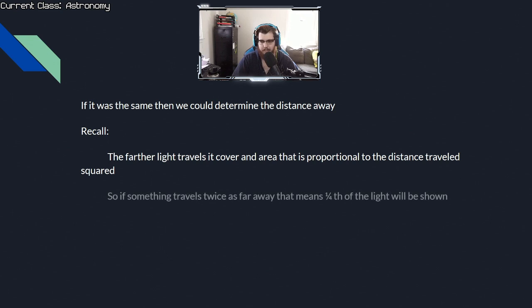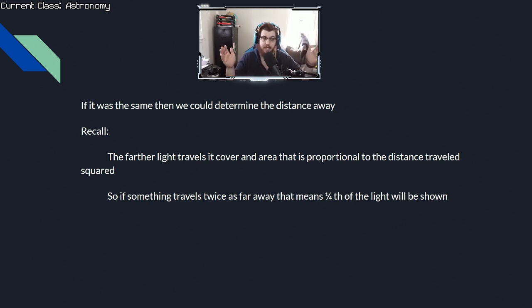So, meaning, if I have something that travels twice as far as it normally would, that means 1/4 of the amount of light will be shown in a given spot in that area. So if Earth is one distance away, we get all of the light normally. If Earth was moved to 2 distances away, we would get 1/4 the amount of light that we normally get, and so on and so forth as we continue to go.